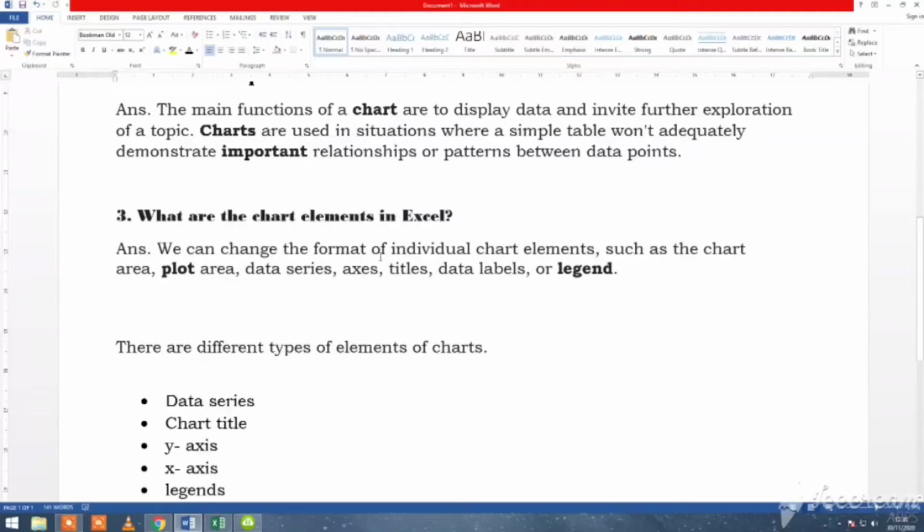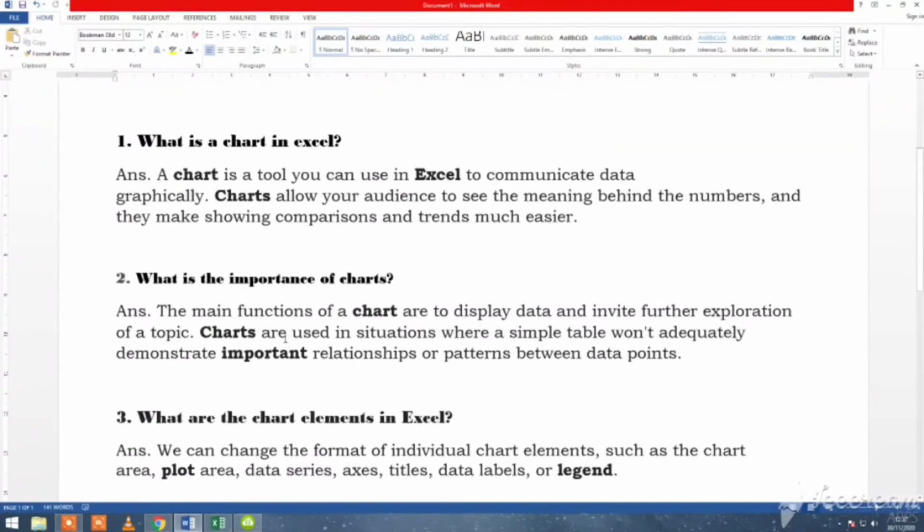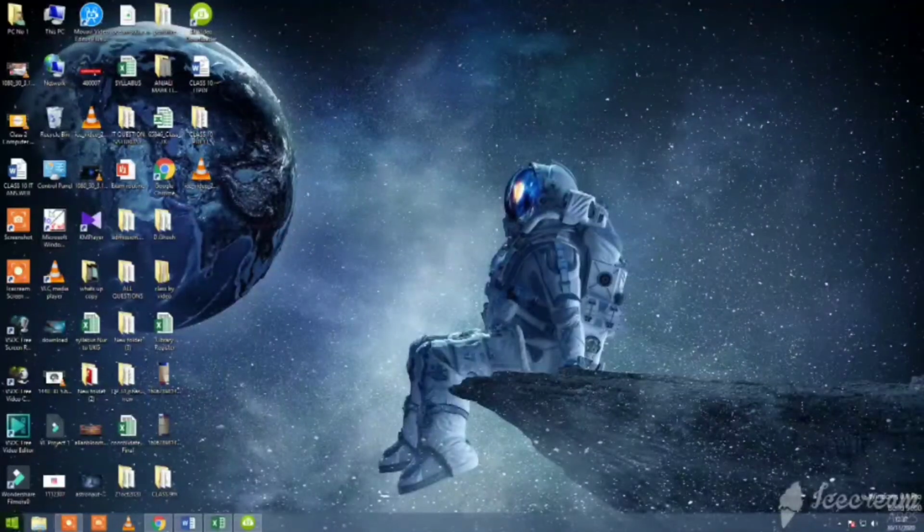Now next question. What are the chart elements in Excel? We can change the format of individual chart elements such as the chart area, plot area, data series, axis, titles, data table and the legend. There are different types of charts. Okay, I hope you understand this topic.